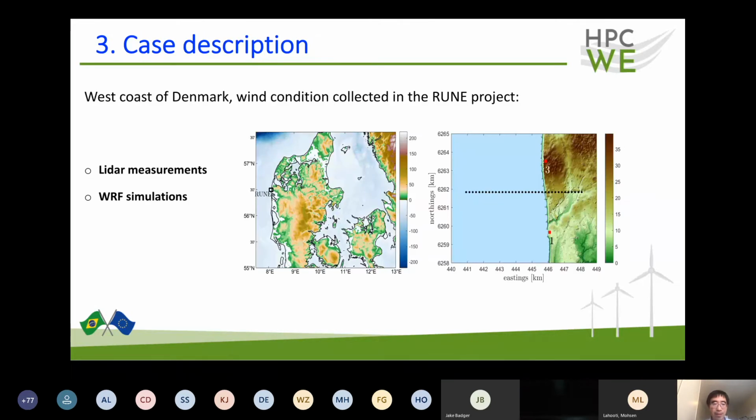So here is the test case in the west of Denmark. Overall in this region, our DTU partners have run LiDAR measurement and WRF simulations. Here we have LiDAR measurement at both onshore and offshore so that we can use the offshore measurement to validate this method. Okay, so basically we will use the WRF data to establish the model and then use the LiDAR data as the input to estimate the offshore wind.